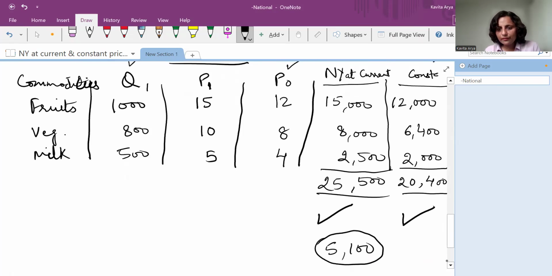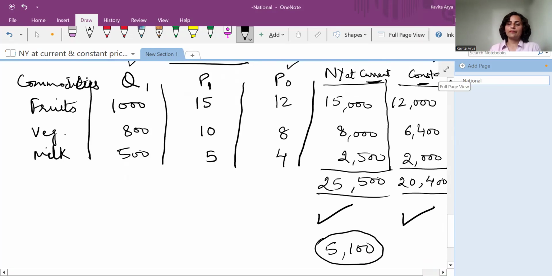And this difference of 5,100 is giving us a mystifying effect that the economy has risen at this value, which is not so. That's why we say the national income calculated at current prices is an eyewash, and national income calculated at constant prices is a better figure and is more reliable. I hope with this clarity we can move ahead.